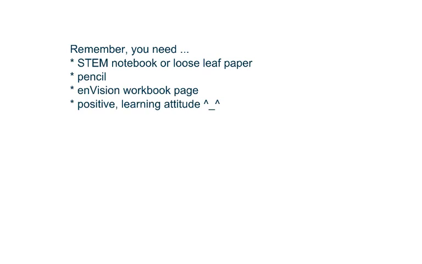So just a quick friendly reminder, you need your STEM notebook or loose leaf paper to take notes, your pencil, your Envision workbook page. Today we're going to be skipping to the chapter 10 packet, so be ready. And then of course a positive learning attitude. The reason why we're skipping around is because topic 9 and topic 10 are very interrelated. What that means is that we could do them in order, but because some of the skills connect directly, we're actually going to move on to 10-1 today instead.